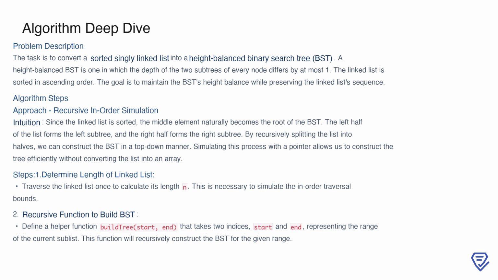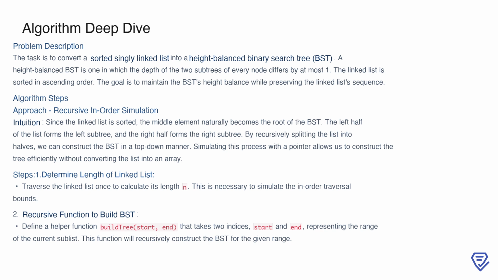The intuition behind this method is that the middle element of the linked list naturally becomes the root of the BST. The left half of the list forms the left subtree, while the right half forms the right subtree. By recursively dividing the list into halves, we can construct the BST in a structured, top-down manner. Instead of transforming the list into an array, we simulate this process using a pointer, which makes the approach both time-efficient and memory-efficient. The first step in this process is determining the length of the linked list, which lays the foundation for simulating in-order traversal bounds.